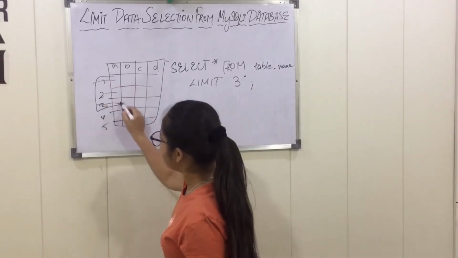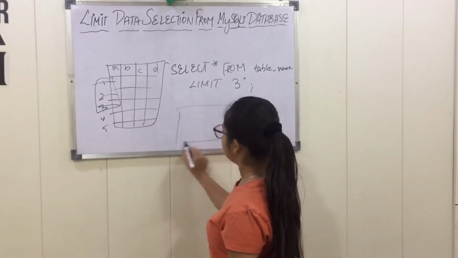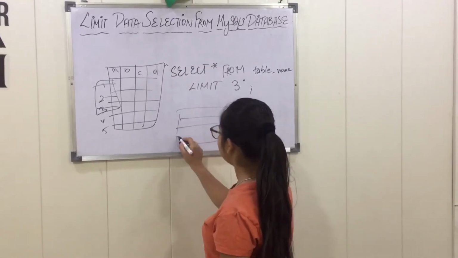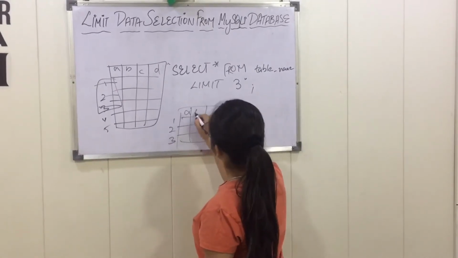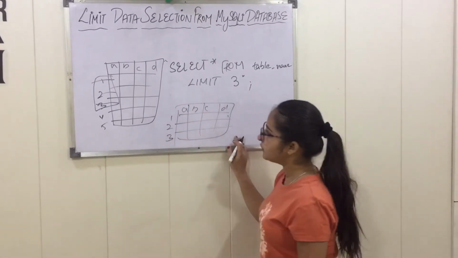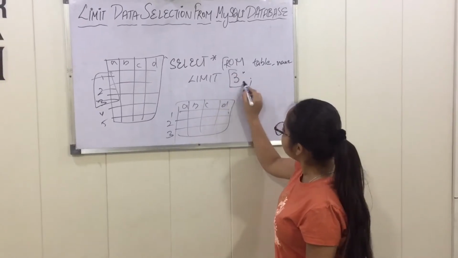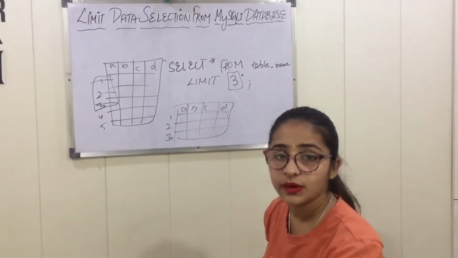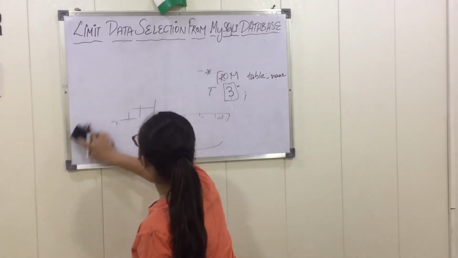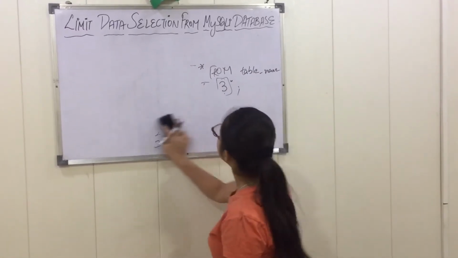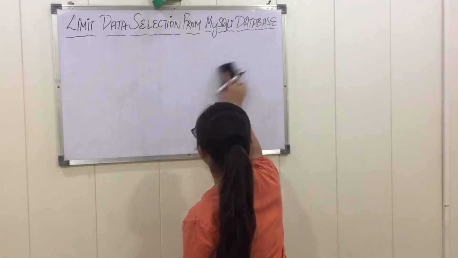So the first 3 rows would be printed on the display screen, that is 1, 2 and 3. So this is the output which we get after the limit. Now we'll discuss an example of how to do the limit data selection from MySQLi database in PHP.